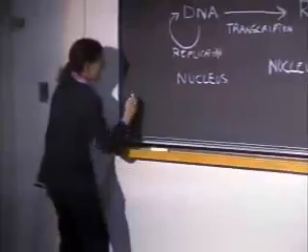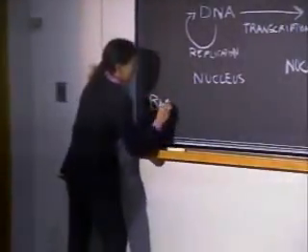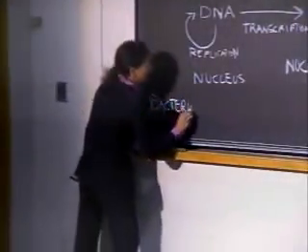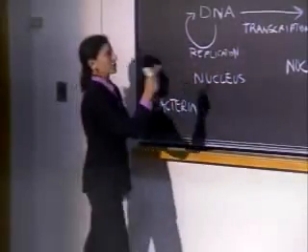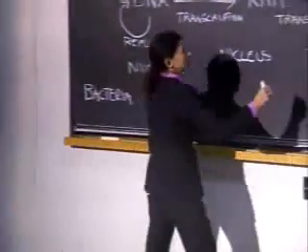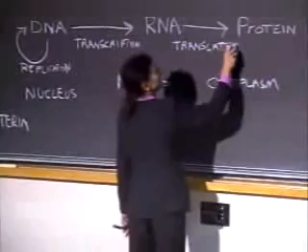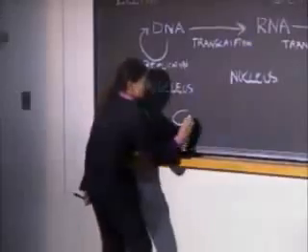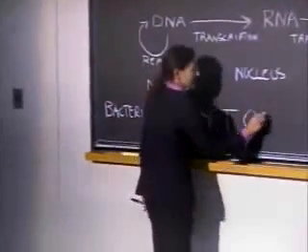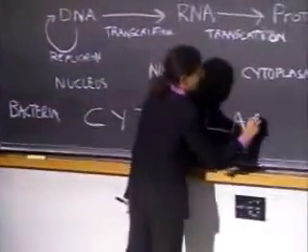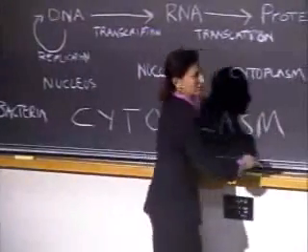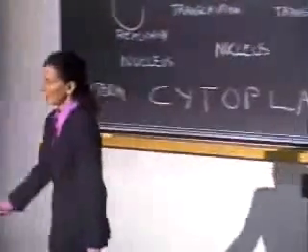Let's say you're a bacterium. In bacteria, where does replication, transcription, and translation occur? Where? Cytoplasm. Okay, so now we've made bacteria look very simple. But they're not that simple. And so let's take a look here.